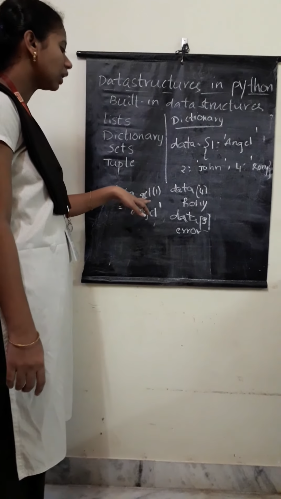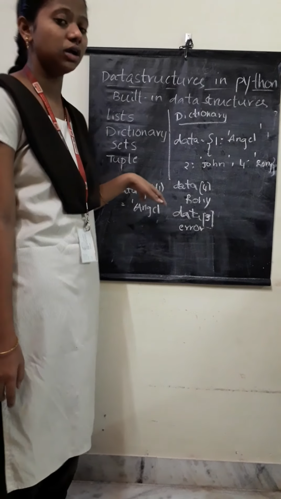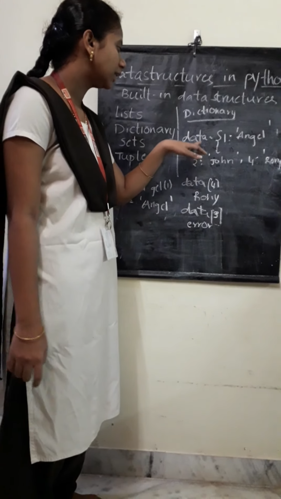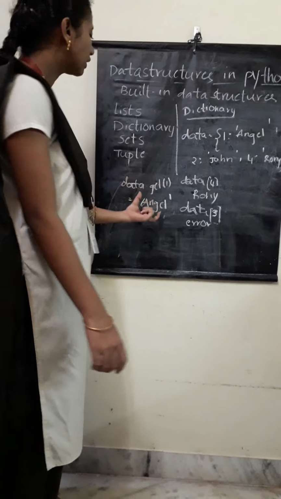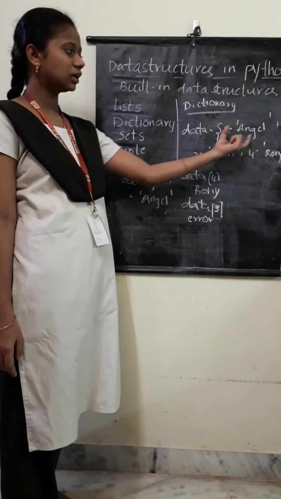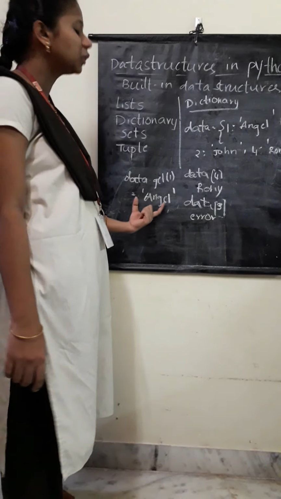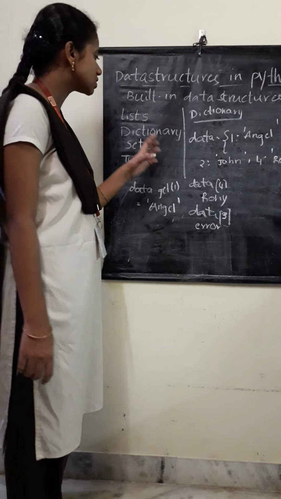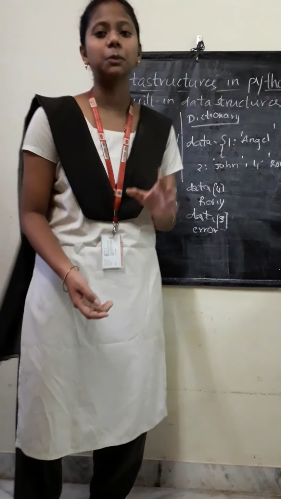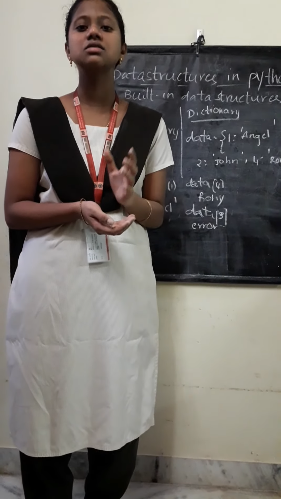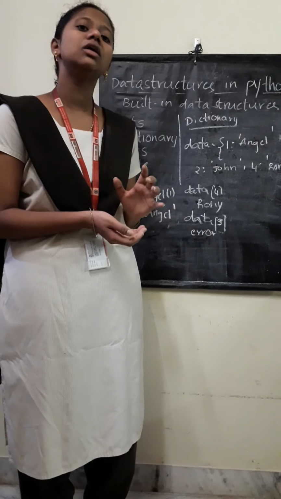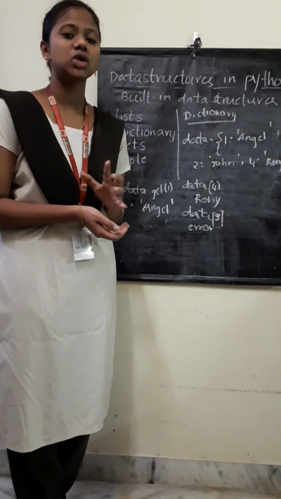And now data.get(1). Here we can use get. Data.get(1) means it will get the string in key 1, so it will give us Angel. So this is the dictionary data type. It is nothing but assigning strings to keys, and we get those strings using the keys.